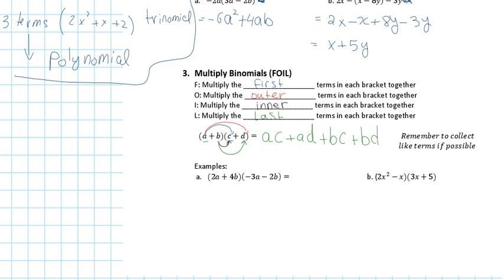Okay? Now, in this case, I don't have like terms, but be careful for like terms, okay? If you have like terms, you're going to have to collect them to simplify, because we call this expand. So you're expanding it, and then you're simplifying. Let's look at the first example.